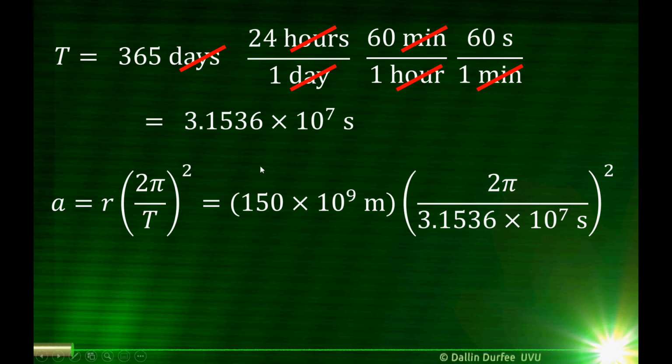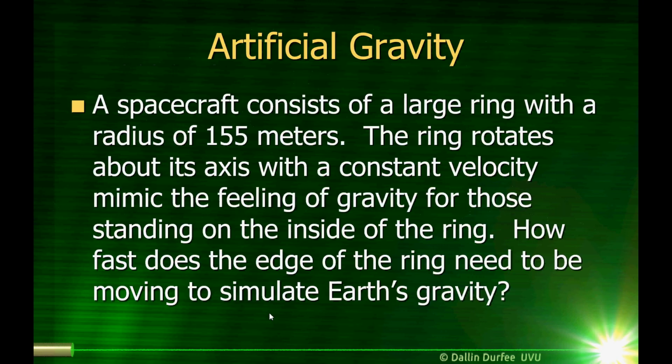I plug in the radius of the orbit, which is 150 billion meters. I plug in the time for 1 year in seconds, and this comes out to be 5.95 times 10 to the minus 3 meters per second squared. All right, that's significantly smaller than the acceleration due to the Earth's gravity, right? But it's not like a billion times smaller. It seems pretty incredible to me that the acceleration that the Sun causes on anything that is one Earth orbit away from it is reasonably big, considering the fact that the Sun is about 150 billion meters away.